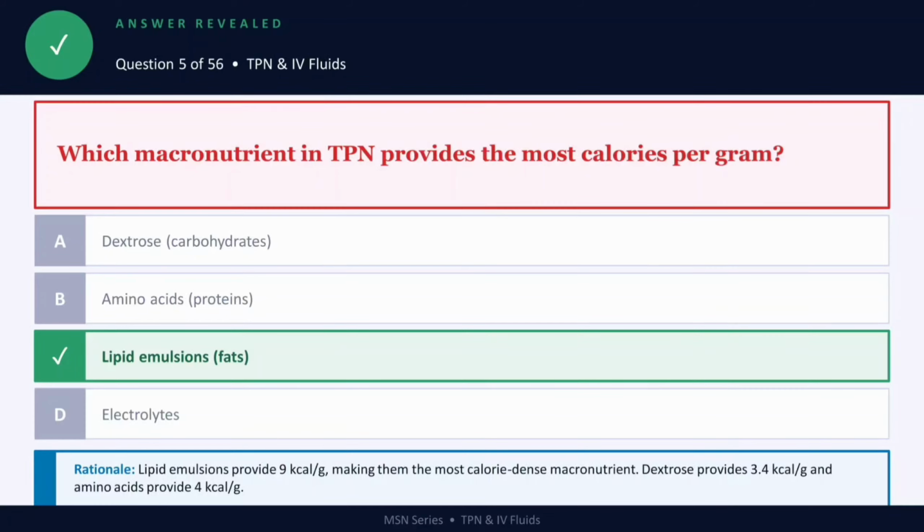Lipid emulsions. Rationale. Lipid emulsions provide 9 kilocalories per gram, making them the most calorie-dense macronutrient. Dextrose provides 3.4 kilocalories per gram and amino acids provide 4 kilocalories per gram.